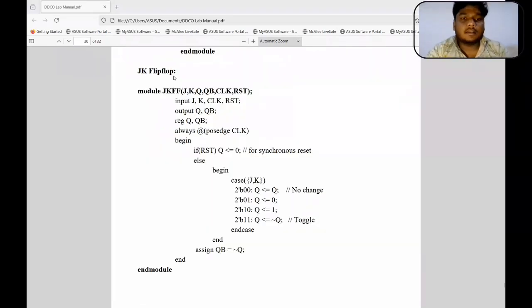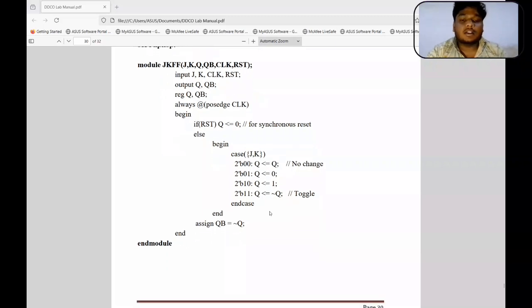And next one is JK flip-flop. Here I'm taking JKFF for the module name. Inputs are J and K. Q is the original output. QB is the complementary output of Q. CLK is a clock signal. RST is a reset signal. These two lines are input ports. Input is J, K, clock, reset. Output is Q and QB. And registers are also Q and QB.